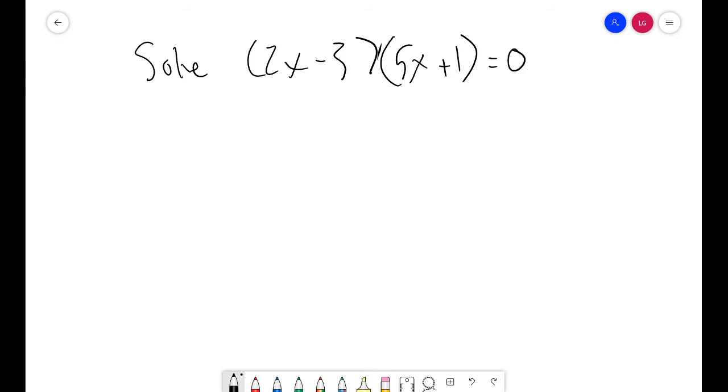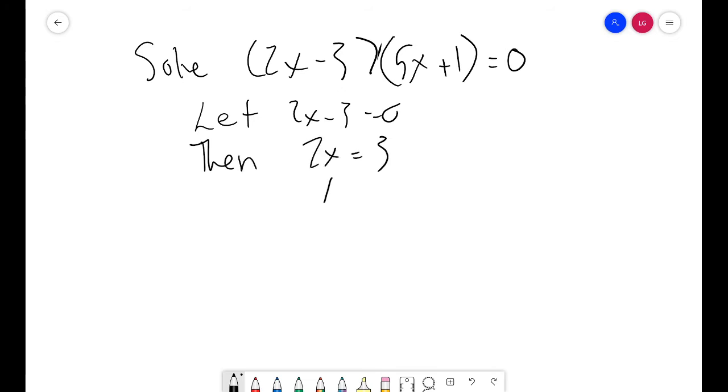So let 2x minus 3 be 0. Then 2x needs to be 3, and x would have to be 1.5, or 3 halves.